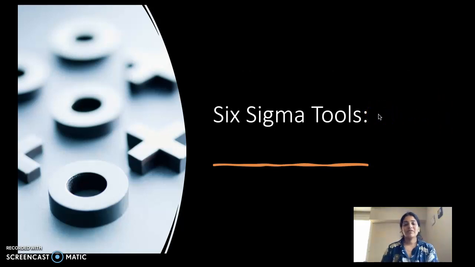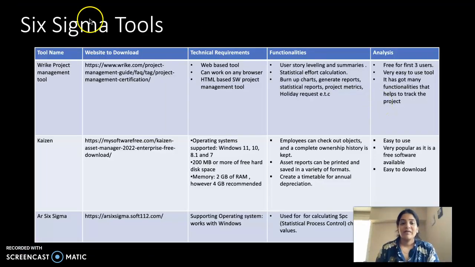Now let's talk more in detail about Six Sigma tools. What are the Six Sigma tools that we have? So here are the tool names: Wrike Project Management Tool, Kaizen, AR Six Sigma, and these are the websites to download them. I'll be talking more specifically about this Wrike Project Management Tool in detail in the further slides.